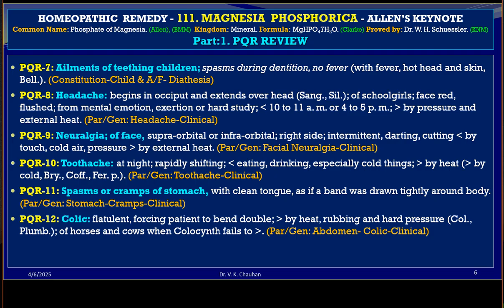Forcing the patient to bend double, that is how the patient gets relief, better by heat, rubbing and hard pressure. You will have some more remedies for such symptoms like colocynth and plumbum metallicum. Then there is a veterinary application of the remedy for horses and cows. When colocynth fails to relieve, then magnesia phos comes. So it is a colic remedy.